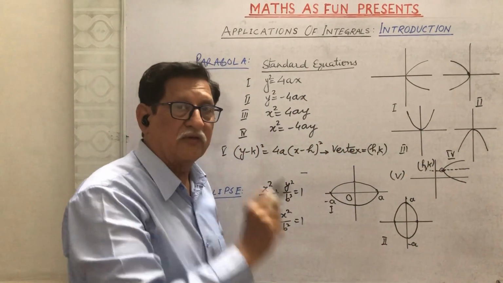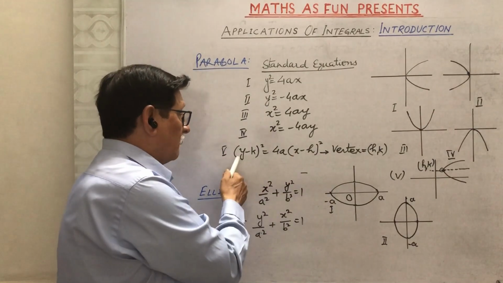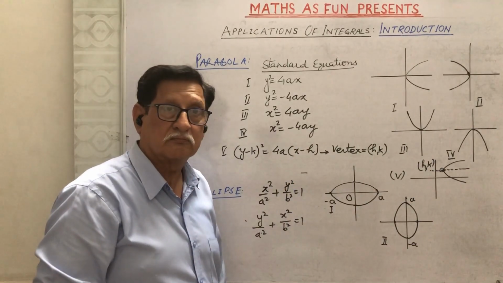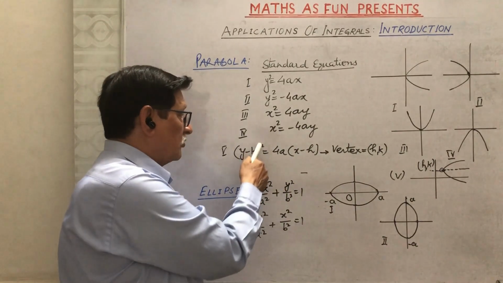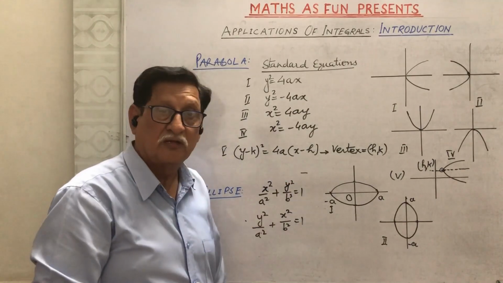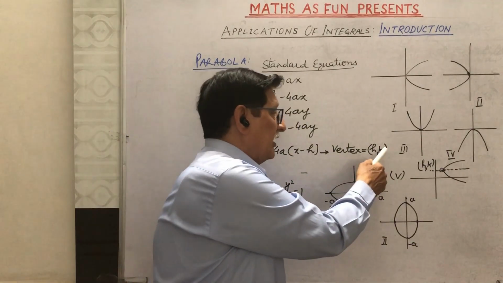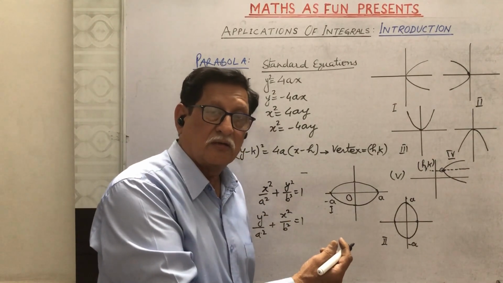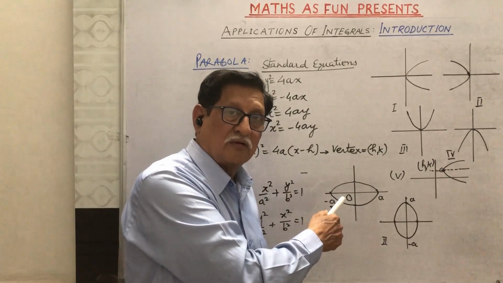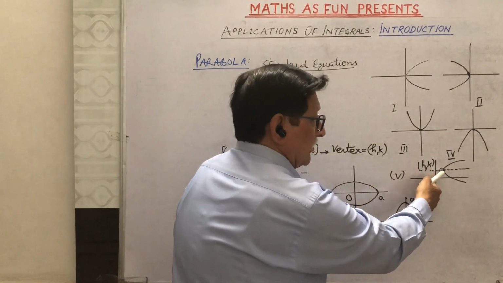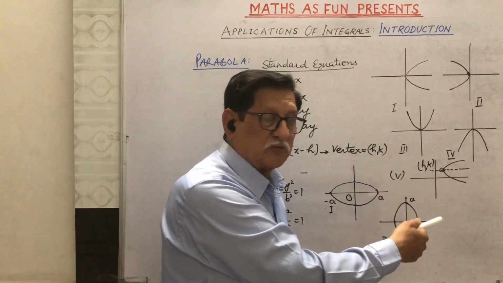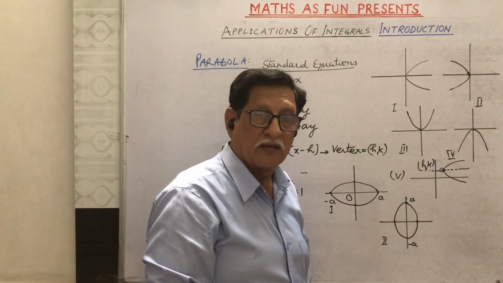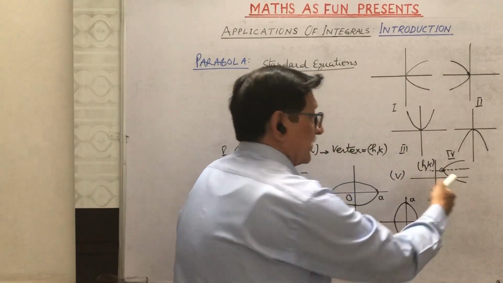In case we are given the general equation like (y minus k) whole square is equal to 4a into (x minus h), then the vertex lies at h comma k, and the axis is parallel to the x-axis. Then we first of all plot the vertex at h comma k, draw a line parallel to the x-axis, and then we can plot the parabola.